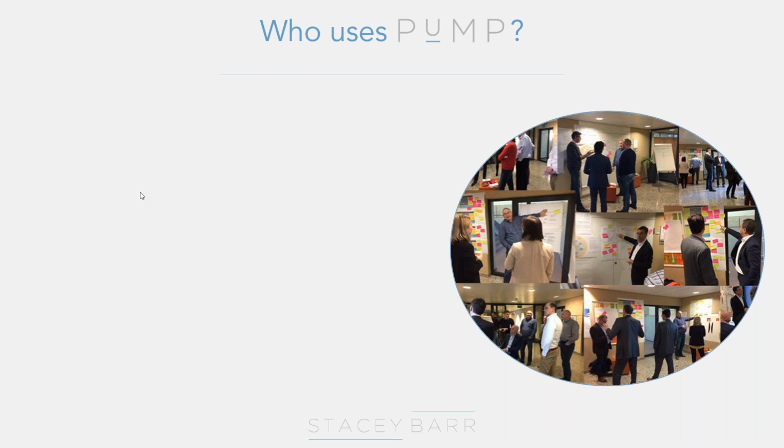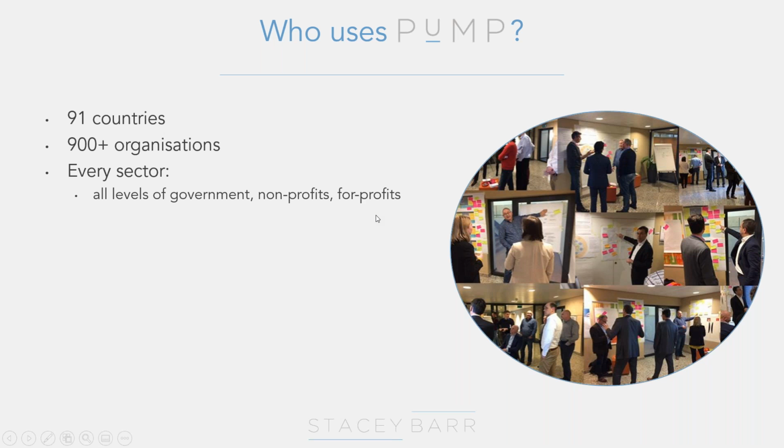Yes. We have actually lost track of exactly where PuMP has since ended up in the world. However, we do know the people and organizations my global team and I work directly with. And so here is a summary from our own records. PuMP is practiced in 91 countries at the moment by 900 plus organizations that are in every sector. About 41% at all levels of government. We have about 6% in non-profit, and about 53% are for-profit organizations.